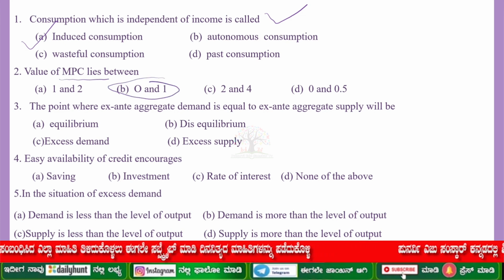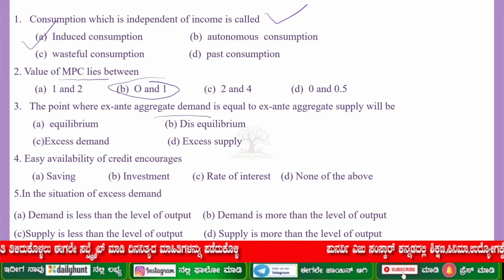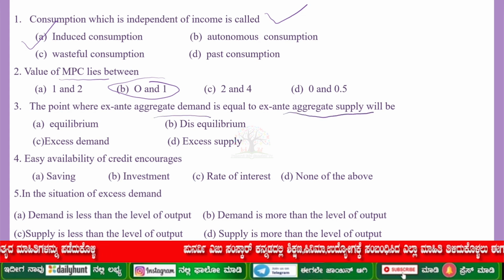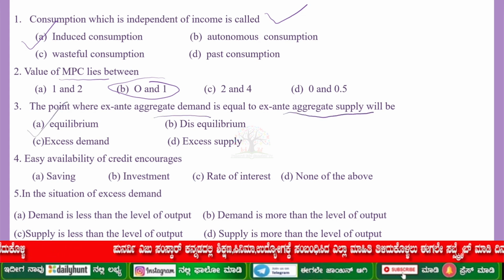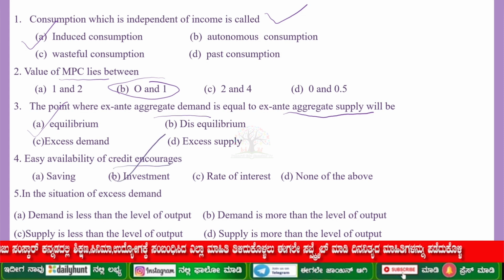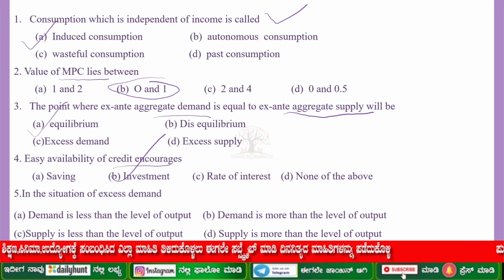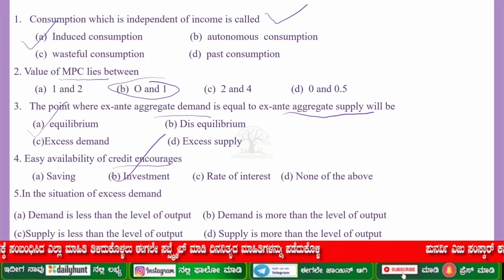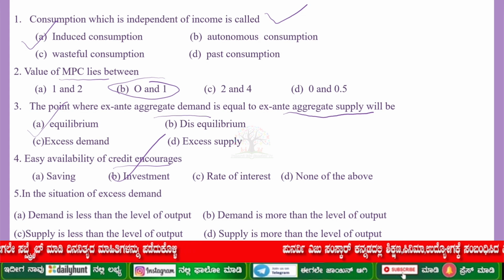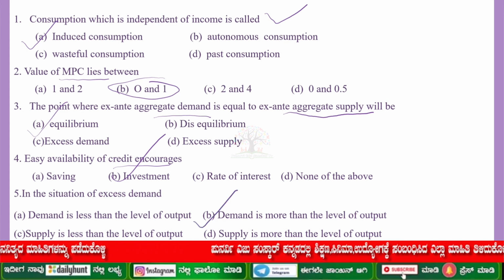The point where ex-ante aggregate demand is equal to ex-ante aggregate supply will be an equilibrium position. Easy availability of credit encourages investment. In a situation of excess demand, demand is more than the level of output.